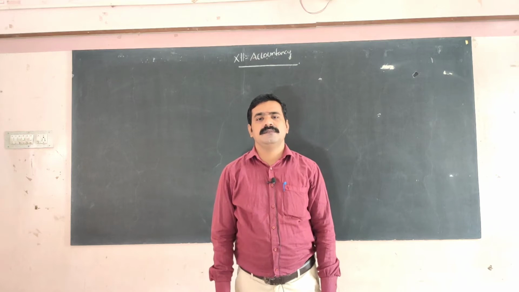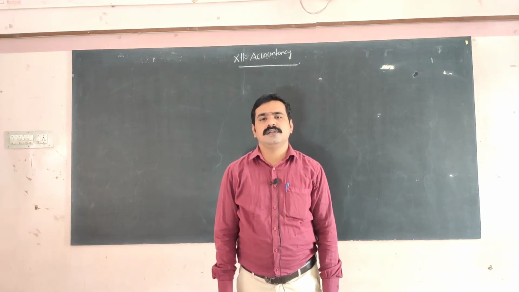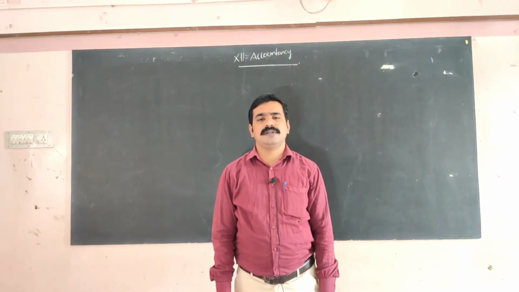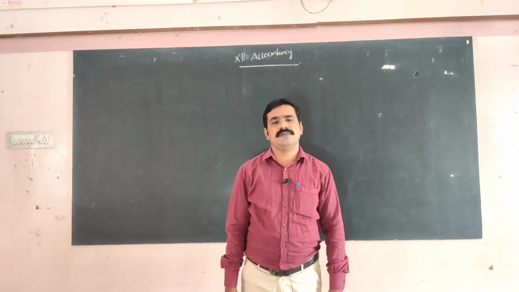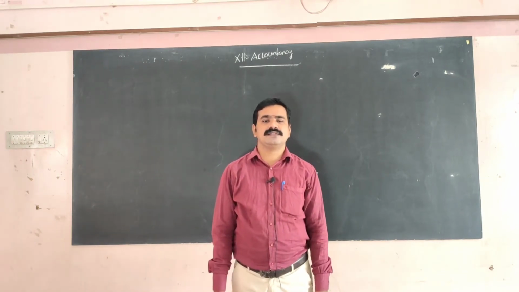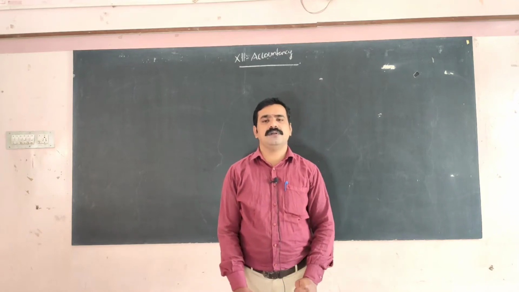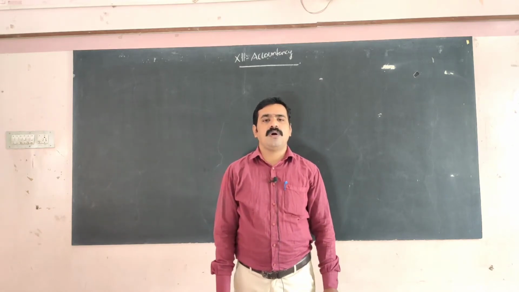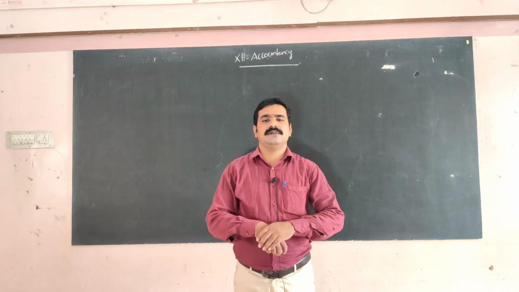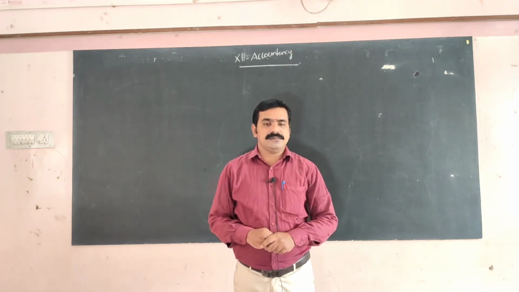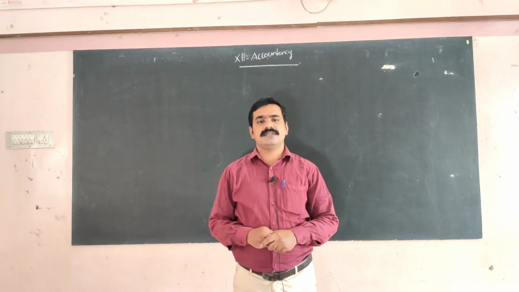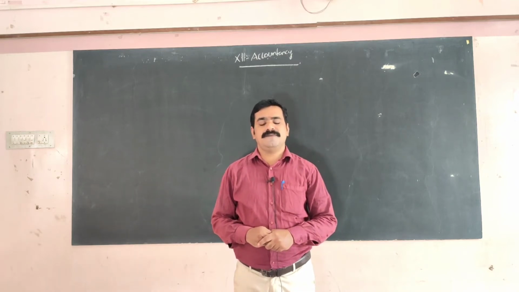Today we are going to discuss 12th Accountancy, chapter number 5. The topic is admission of a partner. We already solved sum number 24 and sums 1, 2, 3, 4, 5, 6, 7. Now I am going to discuss and solve problem number 25.